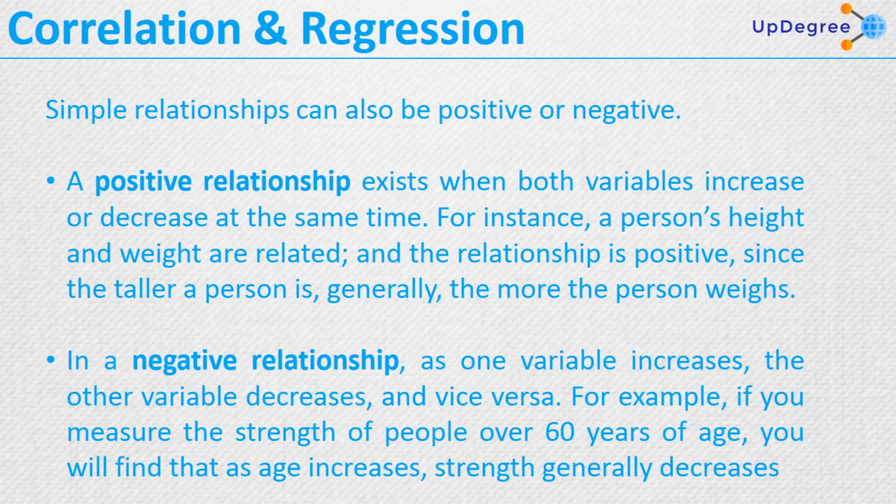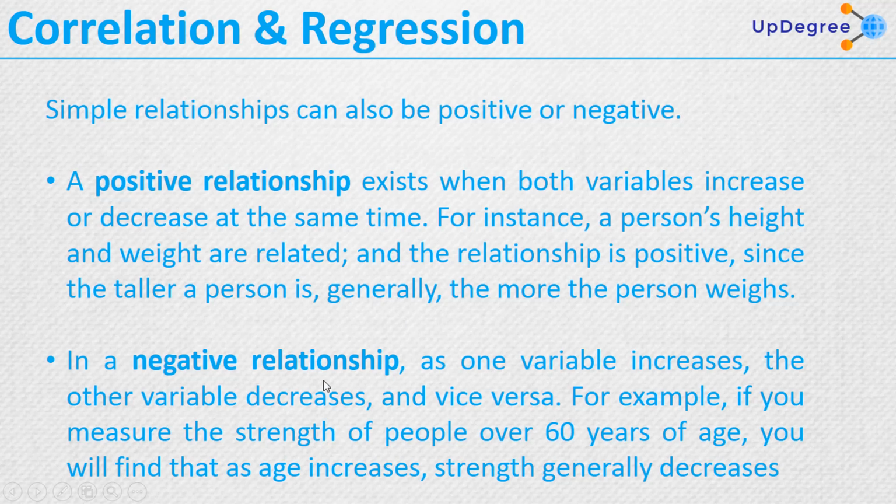A simple relationship can also be positive or negative. What is a positive relationship? A positive relationship exists when both variables increase or decrease at the same time. For instance, a person's height and weight are related and the relationship is positive, since the taller a person is, generally the more the person weighs. So when x, the independent variable, is increasing, let it be height here, the dependent variable y is also increasing, let it be weight here. So they have a positive relationship. Why are we using the term generally? Generally means there will be some exceptions also.